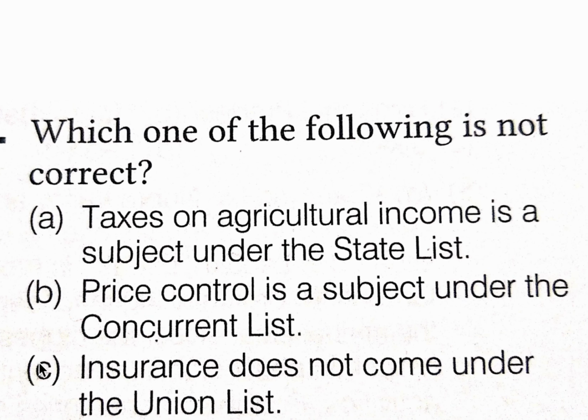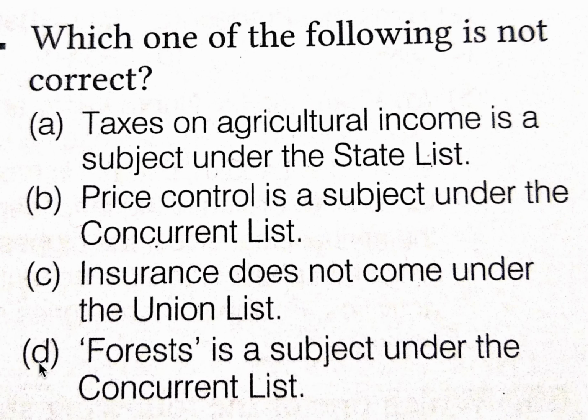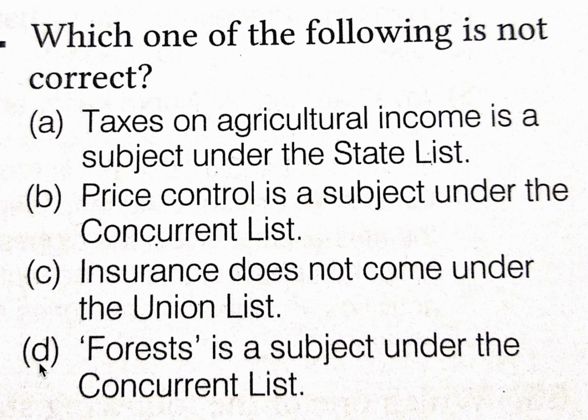The next question is, which one of the following is not correct? Option A, taxes on agriculture is a subject under the state list. Option B, price control is a subject under the concurrent list. Option C, insurance does not come under the union list. Option D, forest is a subject under the concurrent list. So here there are two mistakes. Price control comes under the concurrent list, so option B is not correct. And insurance comes under the union list, so the statement is wrong here. So both options B and C are not correct.